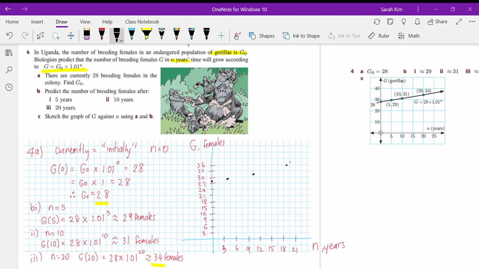So it goes up by a little bit. So this is a very slight exponential graph because my scales are not as good, but it still doesn't jump. Make sure you write my equation. G equals 28 times 1.01 to the power of N, and then you're done.